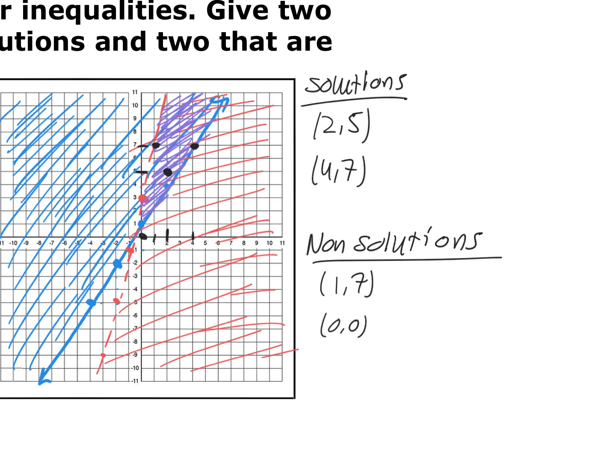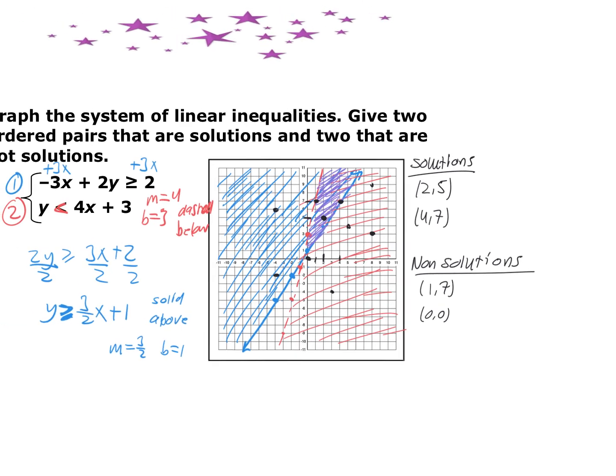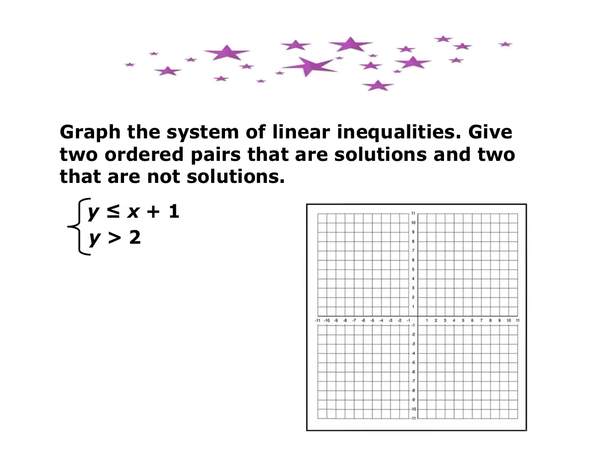And as you can see, it's not in the blue region, it's only in the red. But then you can look around, you can probably find a couple more, right? Just draw some points and decide, right? So these random points that I'm plotting are non-solutions, right? Because none of them are in the overlapping region, right? So that's all you have to do for these. All right, do the same thing with this one. First one is already in slope-intercept form.